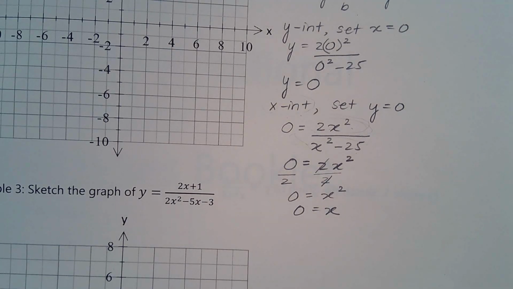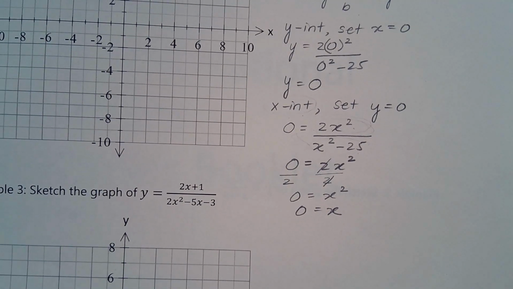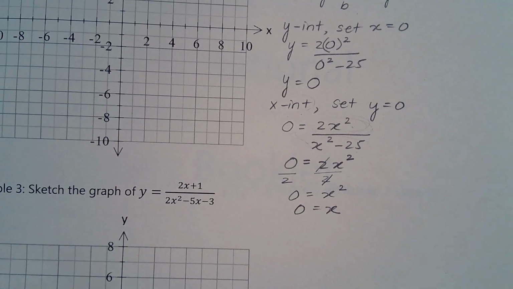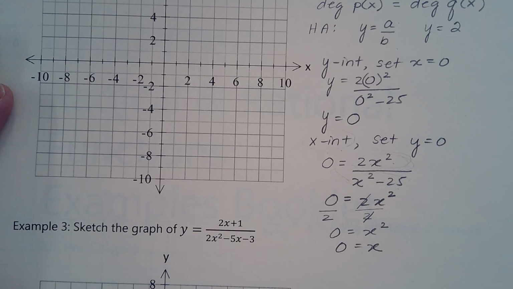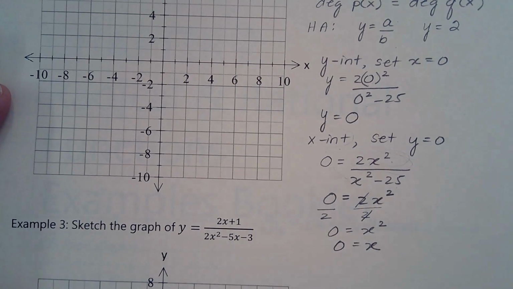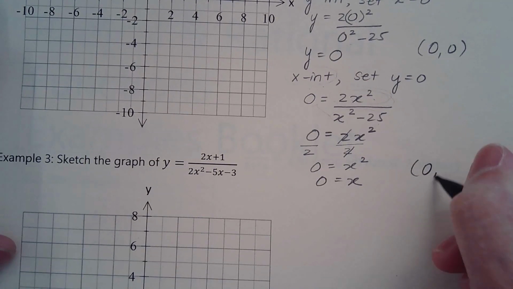Okay, so that means our x-intercept is 0. So this one is 0, 0, and then of course this is also 0, 0.